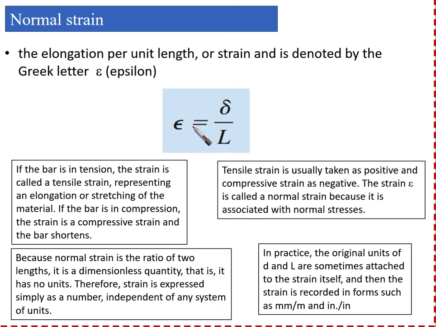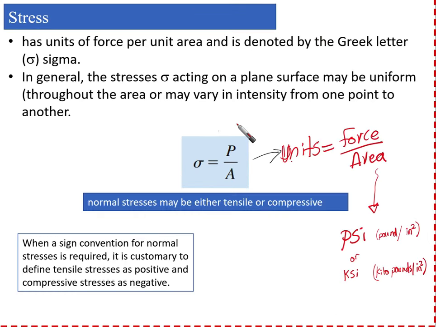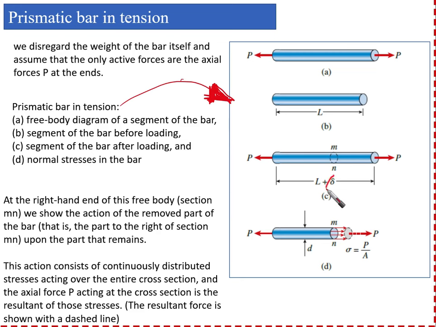Okay, now let's go to the normal strain. The elongation per unit length, or strain, we call it strain, is denoted by the Greek letter epsilon. So, as you can see, epsilon equals delta over L. Let's go back here. What is delta and what is L? Do you remember this? We said this is delta here, and this is the original length of the member itself. This is what we call the original length of the member.